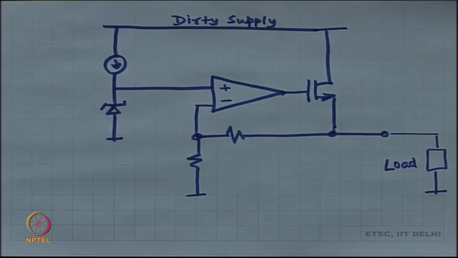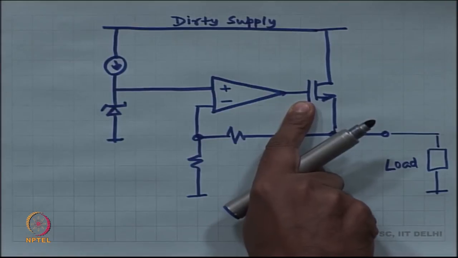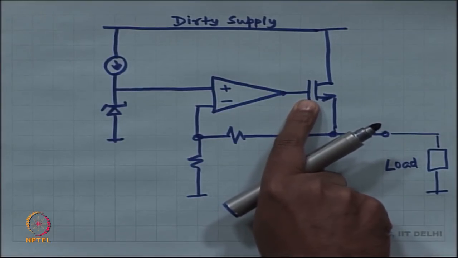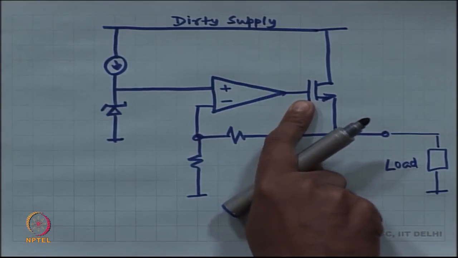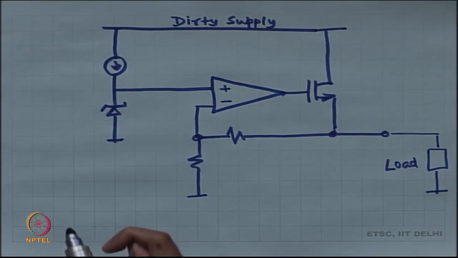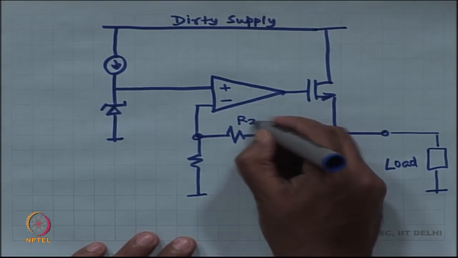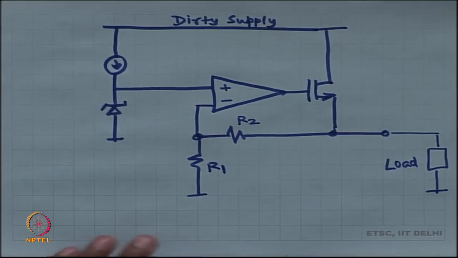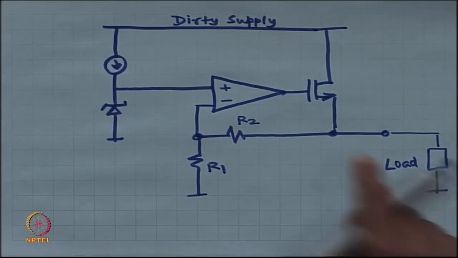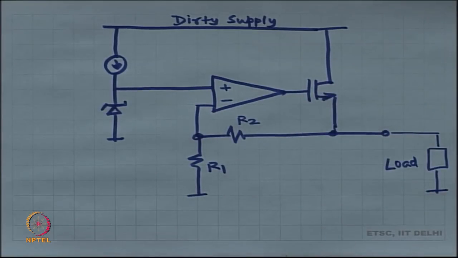Okay. What is this? This is a common drain circuit. Common drain circuit has a low output impedance. If you want to analyze this circuit, what is the output voltage going to be? Is it going to be related to the common drain at all? No, it is not.